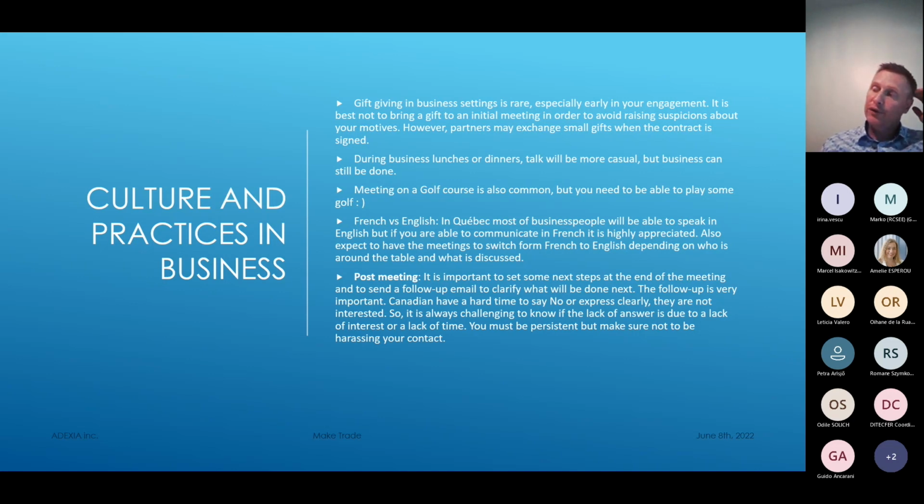Post-meeting, do your follow-up. That's the expectation. You have to clarify what was discussed. You have to clarify what the next steps are. And then you have to follow up on the next steps. That's your responsibility as a supplier, and assuming that most of your members are coming as suppliers, it's your responsibility as a supplier to do the follow-up. Don't expect your Canadian counterpart to take care of that.